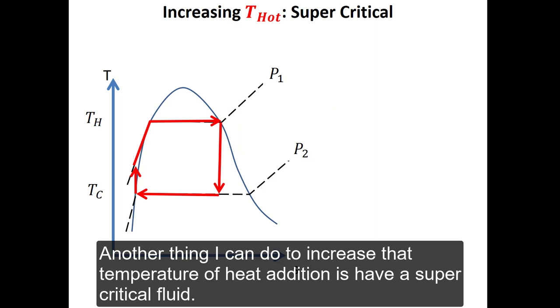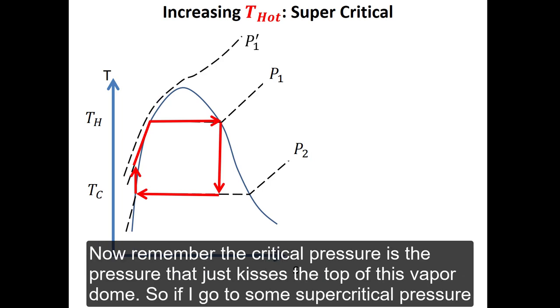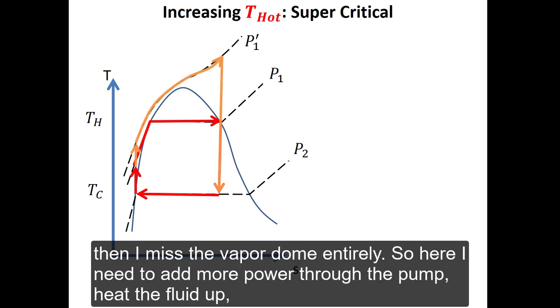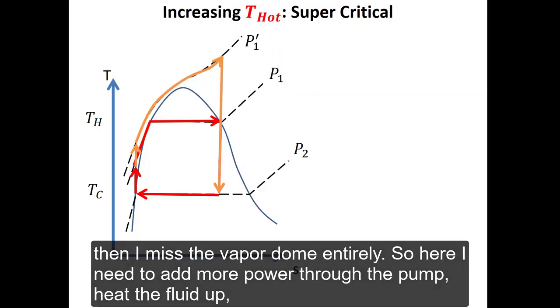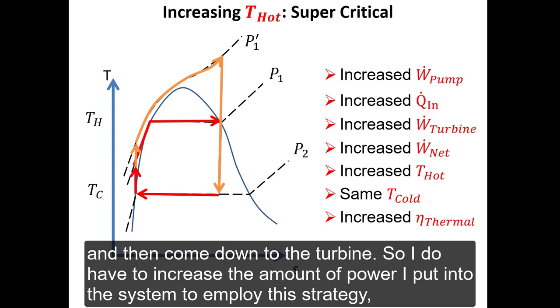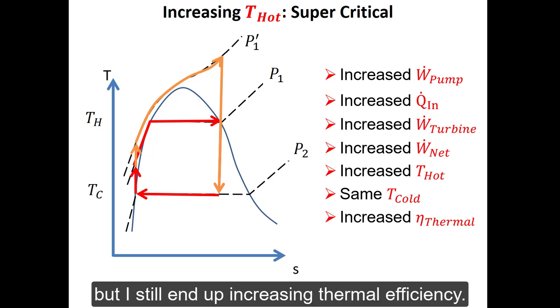Another thing I can do to increase that temperature of heat addition is have a supercritical fluid. Now remember, the critical pressure is the pressure that just kisses the top of this vapor dome. So if I go to some supercritical pressure, then I miss the vapor dome entirely. So here I need to add more power through the pump, heat the fluid up, and then come down through the turbine. So I do have to increase the amount of power I put into the system to employ this strategy, but I still end up increasing thermal efficiency.